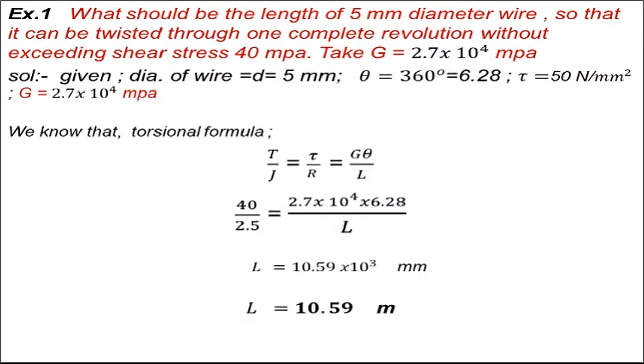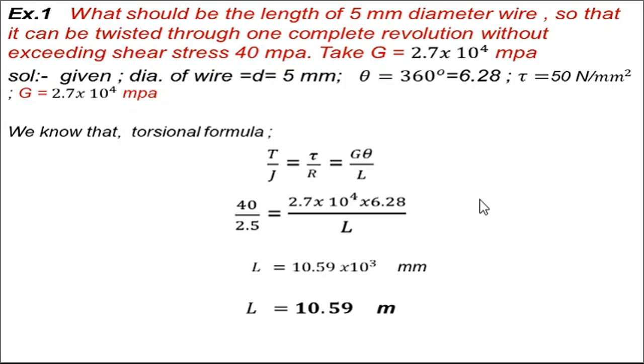Let us take the first problem. I will read the problem first. What should be the length of a 5 mm diameter wire so that it can be twisted through one complete revolution without exceeding a shear stress of 40 MPa? Take G is equal to 2.7 into 10 raised to 4 MPa.